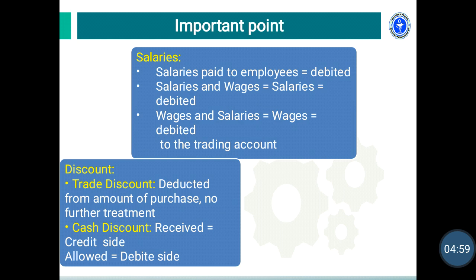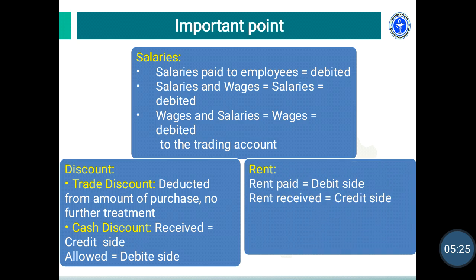While in case of cash discount, cash discount is given to creditor or customer in order to encourage prompt payment of dues. When discount is received, it is recorded on a credit side, while when discount is allowed, it is recorded on a debit side of profit and loss account.